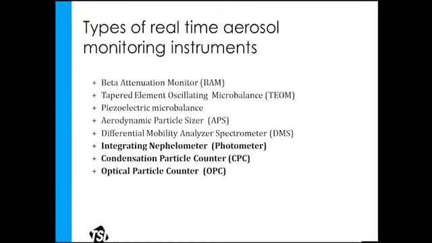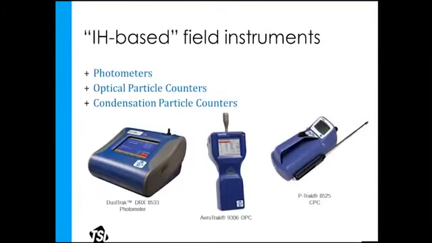The bottom three: integrated nephelometer, or I'll call it photometer, that's our DustTrak. Condensation particle counter, we have that technology in the P-Trak. Optical particle counter we have as well in handheld particle counters. I'm going to talk more about those because those are more about what the industrial hygienists will use. And then I'll dig a little deeper into how the photometer works. So we're talking field instruments, battery operated, handheld. We can carry them into the field easily enough, turn them on, get some information.